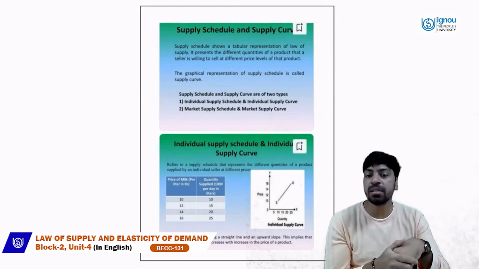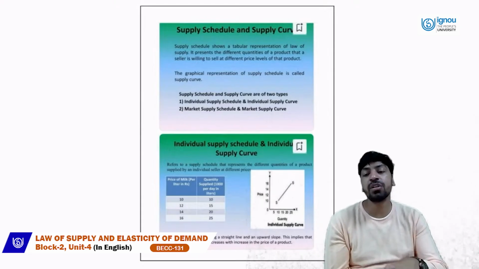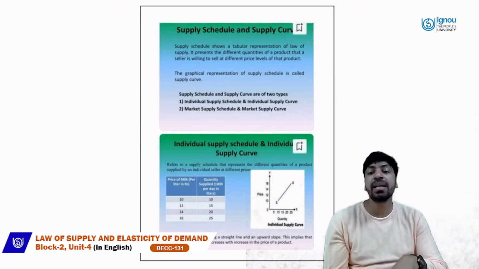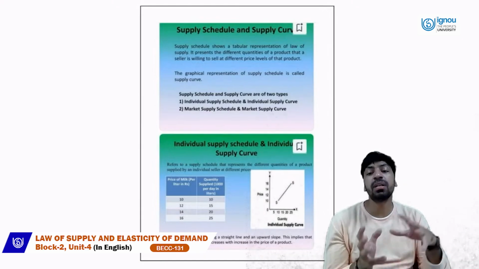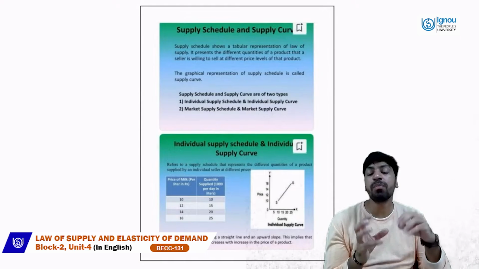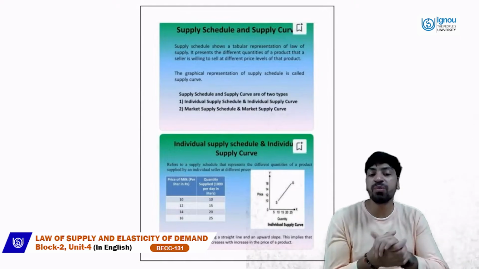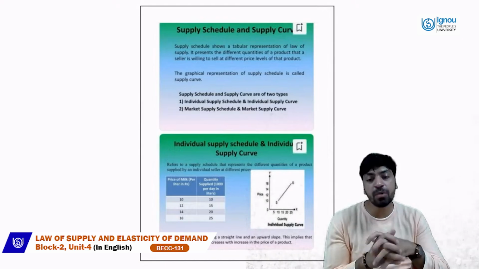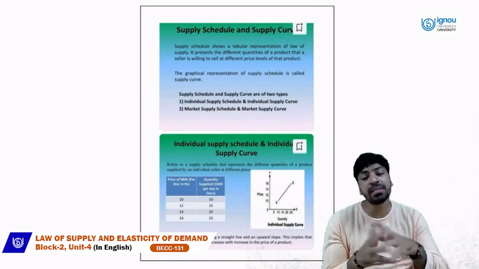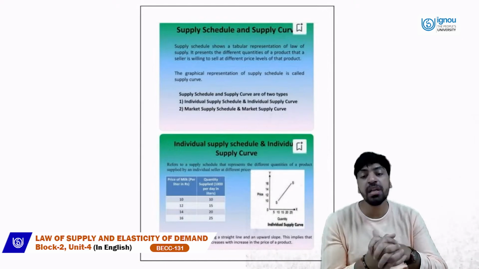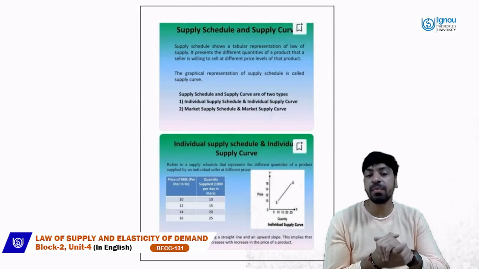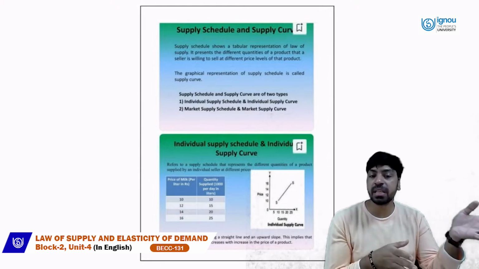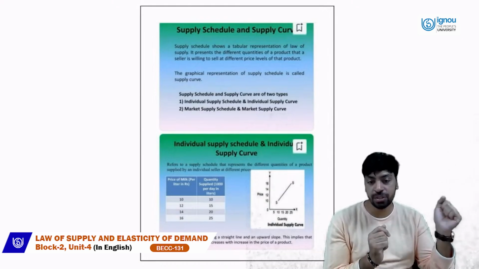You can see on the screen the graphical representation of the individual supply curve. It refers to a positive functional relationship between the price and the quantity supplied of a particular commodity at different price levels during a particular period of time. That's called the individual supply curve, which is a graphical representation of the individual supply schedule.